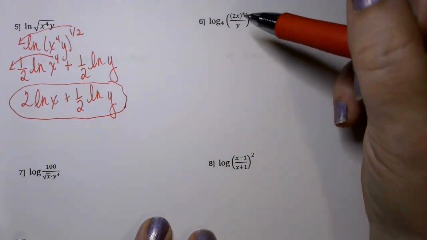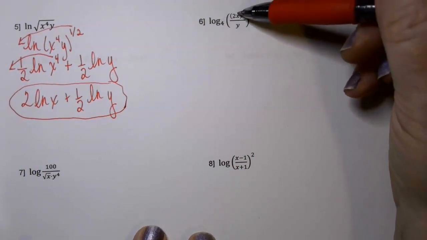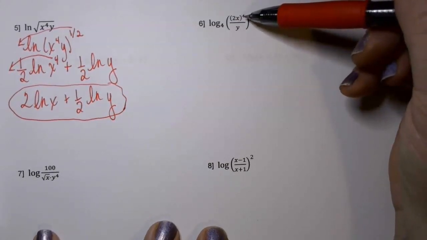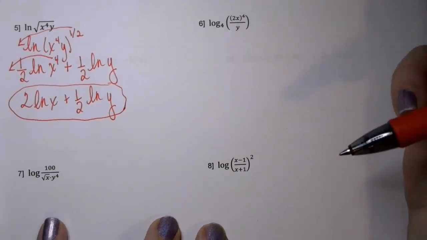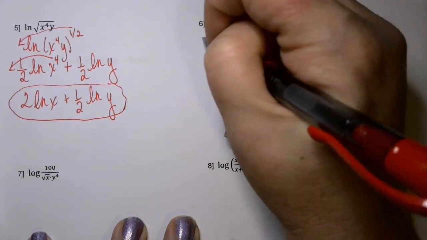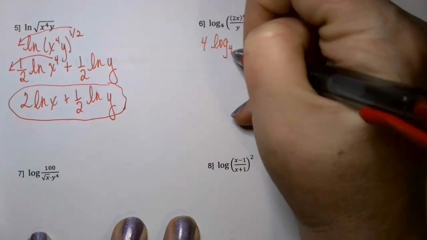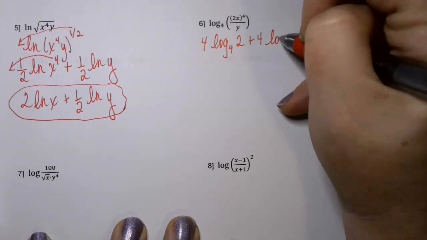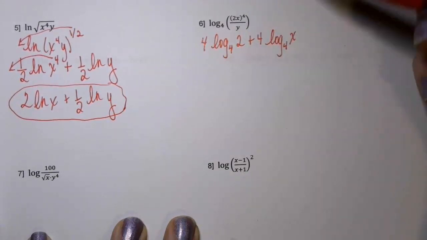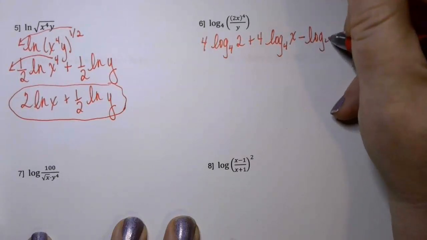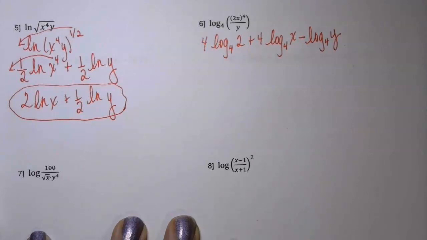And in number 6, we have the log base 4 of the quantity 2x to the fourth over y, and that's going to require the power property, the product property, and the quotient property. So if we pull this exponent of 4 to the front, we'll have a 4 log base 4 of the 2 and a 4 log base 4 of x, and that would take care of the numerator. Then the denominator will require a subtraction and log base 4 of y.